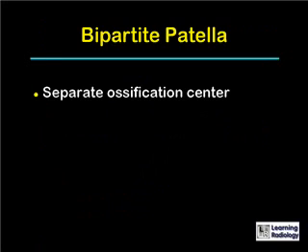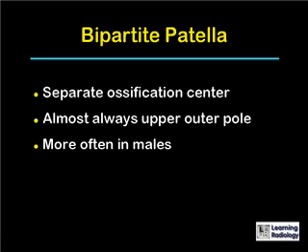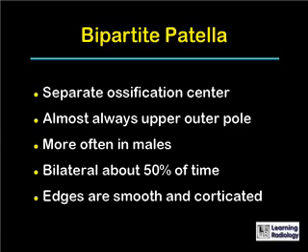Patellar fractures. A bipartite patella is not a fracture. It's an anomaly that is common. It involves a separate ossification center that is almost always in the upper outer pole of the patella. It occurs more often in males. It is bilateral about 50% of the time, and the edges of the bony fragment are smooth and well corticated.